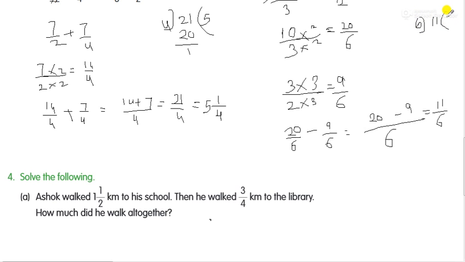So here 6 ones are 6. So the remainder is 5. So equals, the quotient is 1, remainder is 5 and the divisor is 6. So 1 is to 5 by 6.